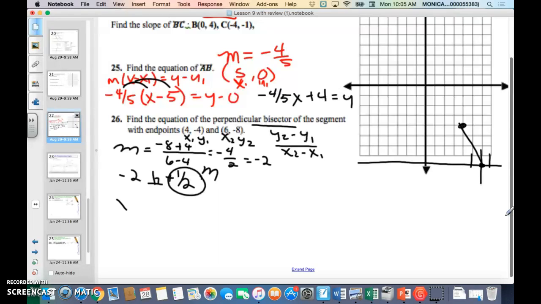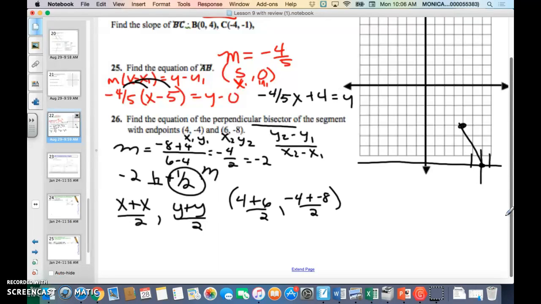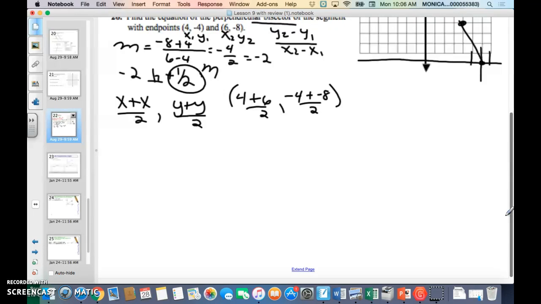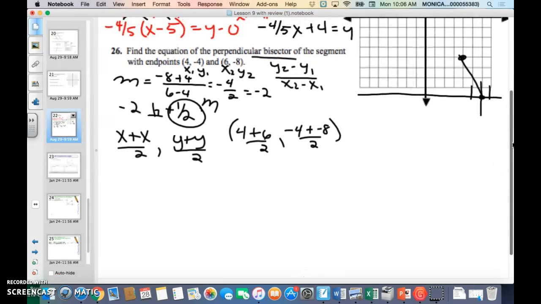Now I got to find the midpoint, which is x plus x divided by 2, y plus y divided by 2. So this is 4 plus 6 divided by 2, negative 4 plus negative 8 divided by 2. So this is 5. 4 plus 6 is 10. 10 divided by 2 is 5. Negative 4 plus negative 8 is negative 12. So it's 5, negative 6. And this becomes x1, y1.